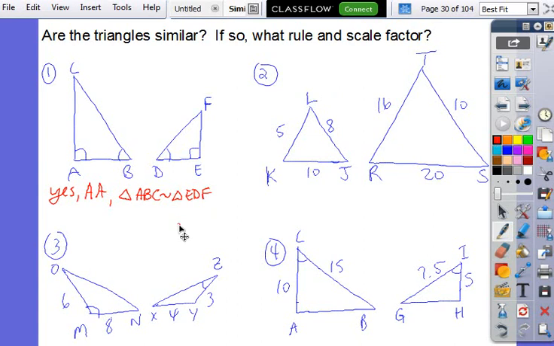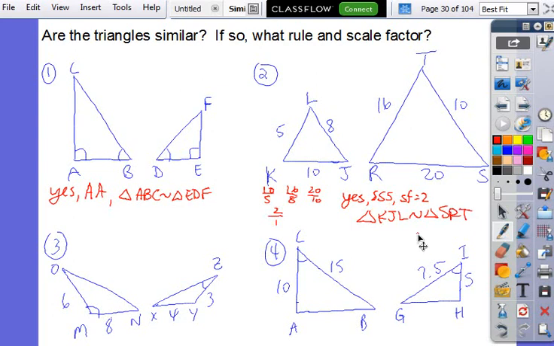Second one. I've got to check side, side, side if it works. So for my fractions, I would say 10 over 5, 16 over 8, 20 over 10. All of those are 2 over 1. So yes, it works by side, side, side. My scale factor is 2. And if I said triangle KJL, that would match SRT. KJL takes the big side and the middle side, so I've got to do SRT to match big and middle.